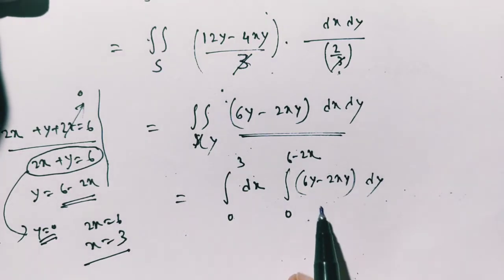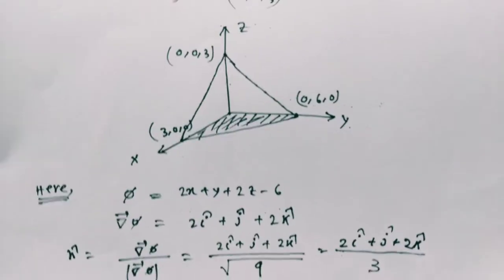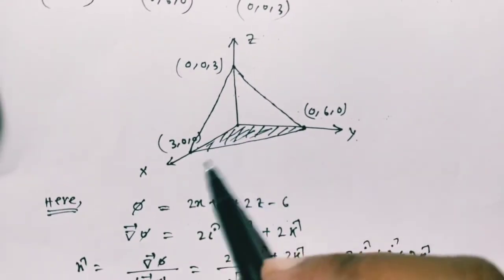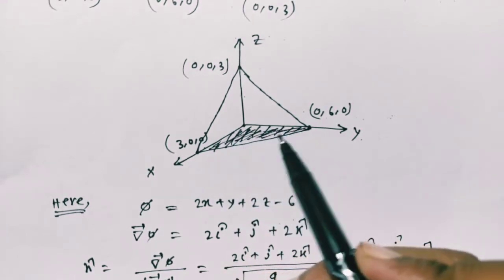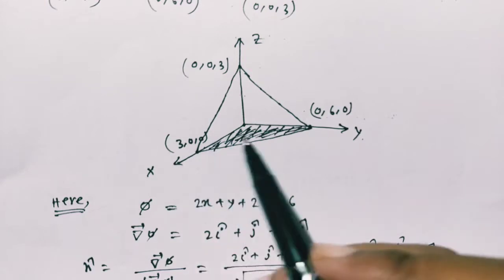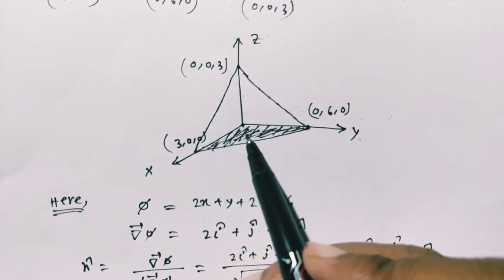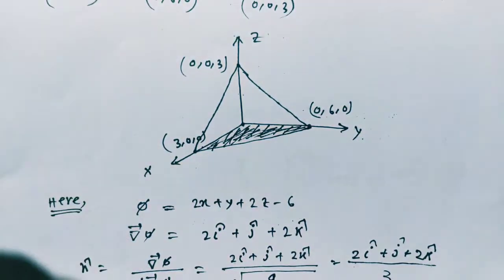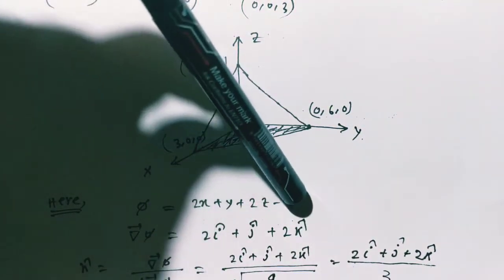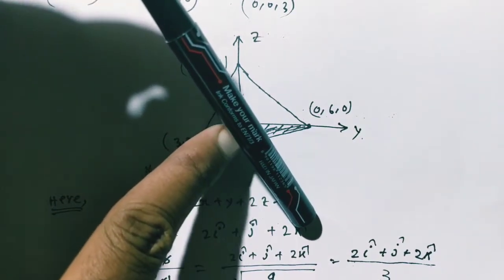Now what is the meaning of this limit? I would like to discuss it. Here we have to integrate the expression on this xy plane. So first, we have to take the integration from 0 to this plane. This plane is like this. So at first we have to integrate from 0 to this plane.